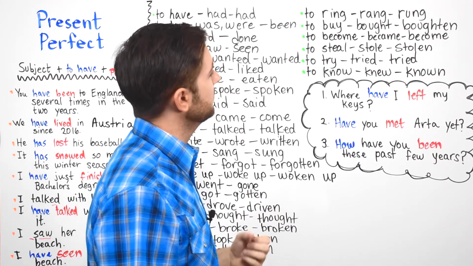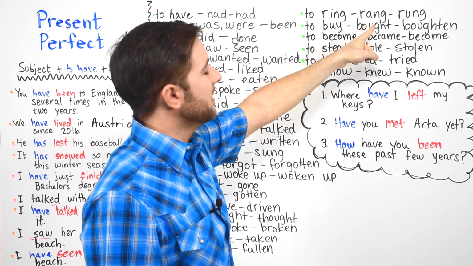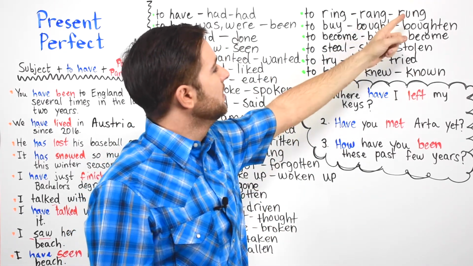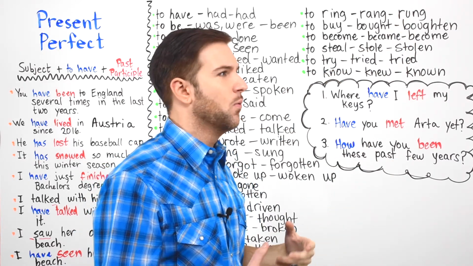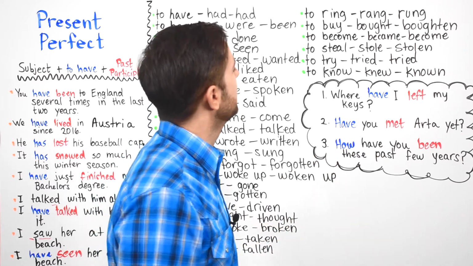Ring, ring, ring. Rang, rung. For example, the phone rang. Why didn't you pick up? Or you could say, Mom, the phone has rung more than 10 times. Why haven't you picked up? Okay, so we're talking about repetition.